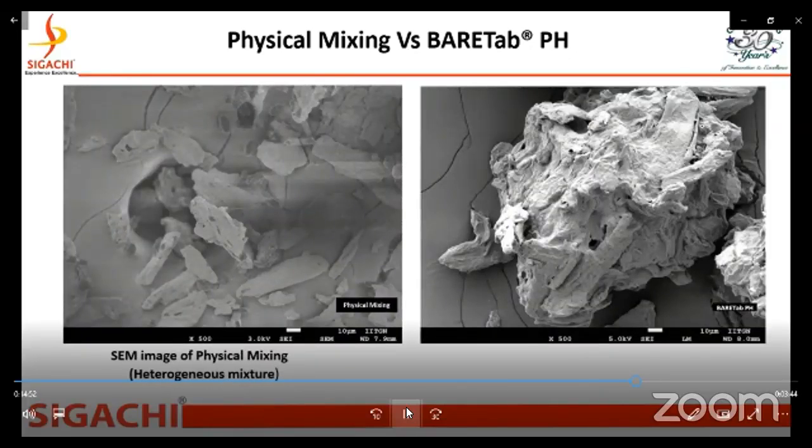Morphology, we can see in these images: physical mixing has a heterogeneous mixture, and it impacts drug distribution and assay of API. But BHAPH gives homogeneous mixing because it has larger surface area and its single particles contain all required excipients, and these single particles carry an equal amount of API.